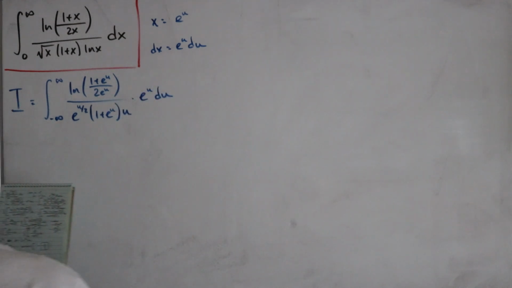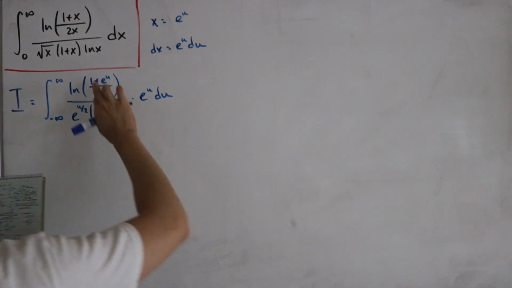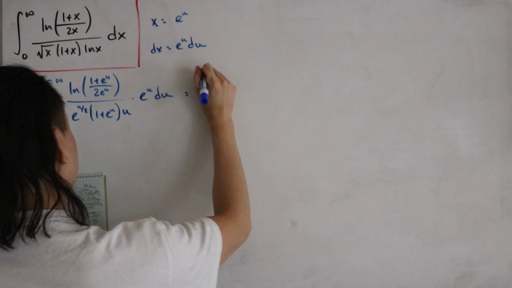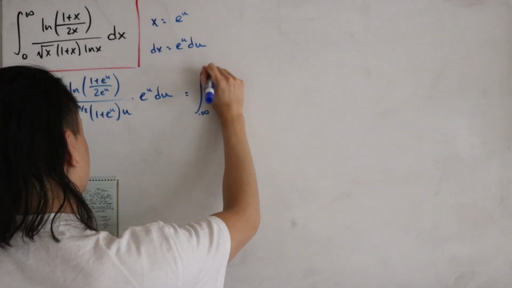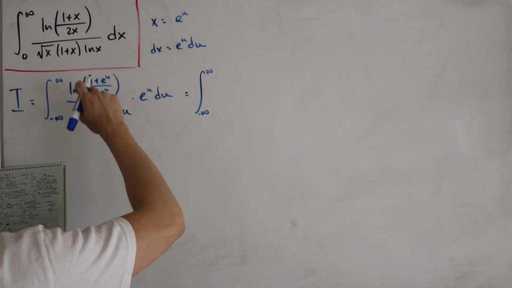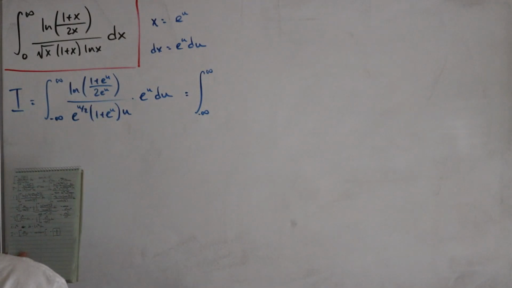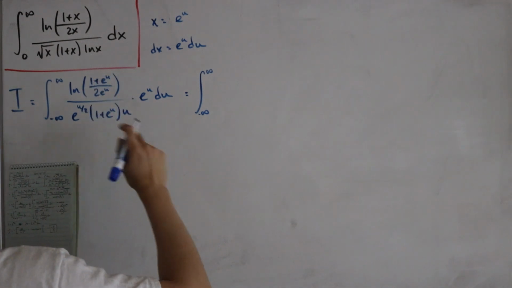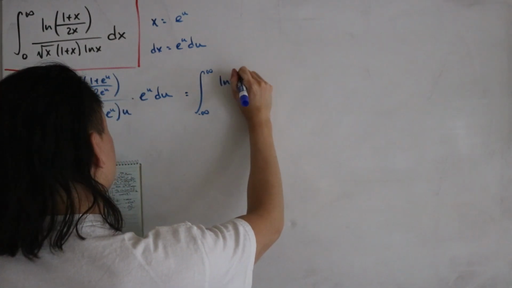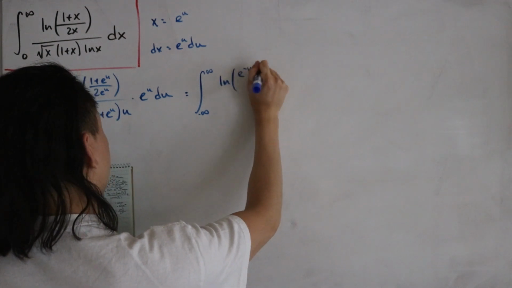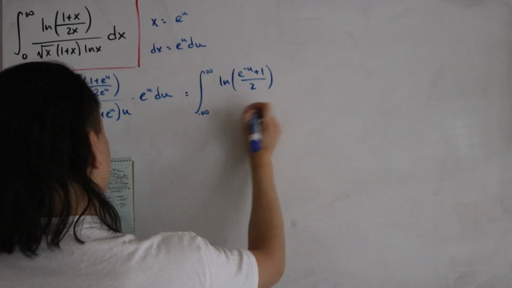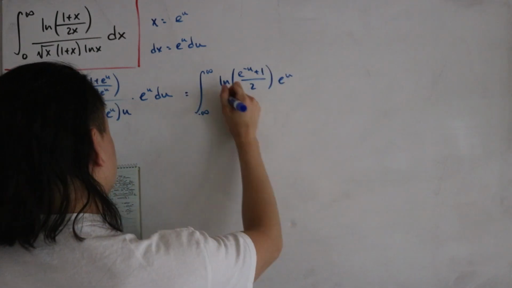Okay, so here's what we're going to do now. There are some manipulations we're going to change over here. Inside of our natural log function on the top, I'm going to multiply e to the negative u to both the numerator and the denominator. That's going to change things to e to the negative u added to 1, divided by 2. And this is still going to be e to the u just from outside.